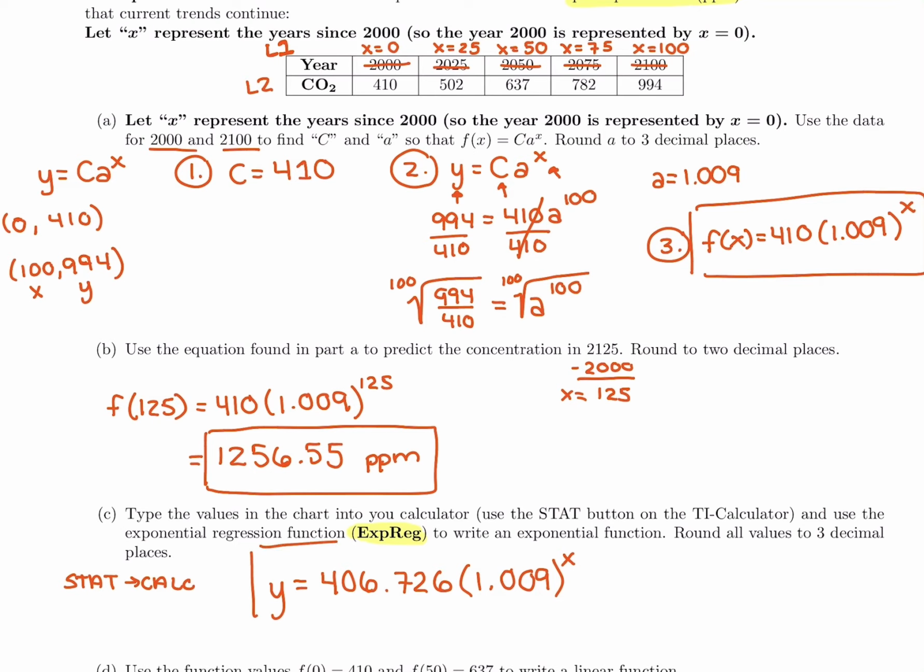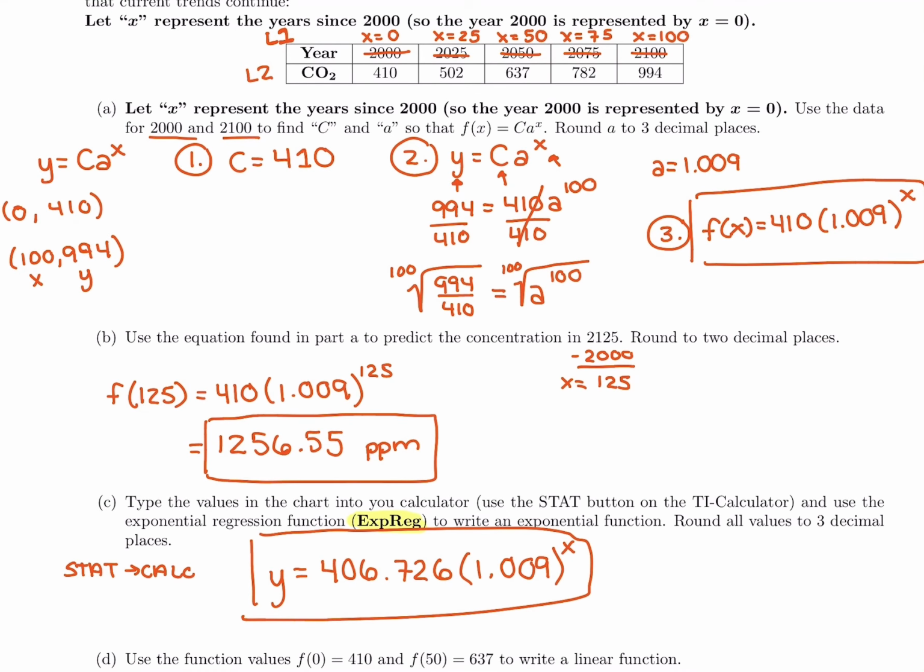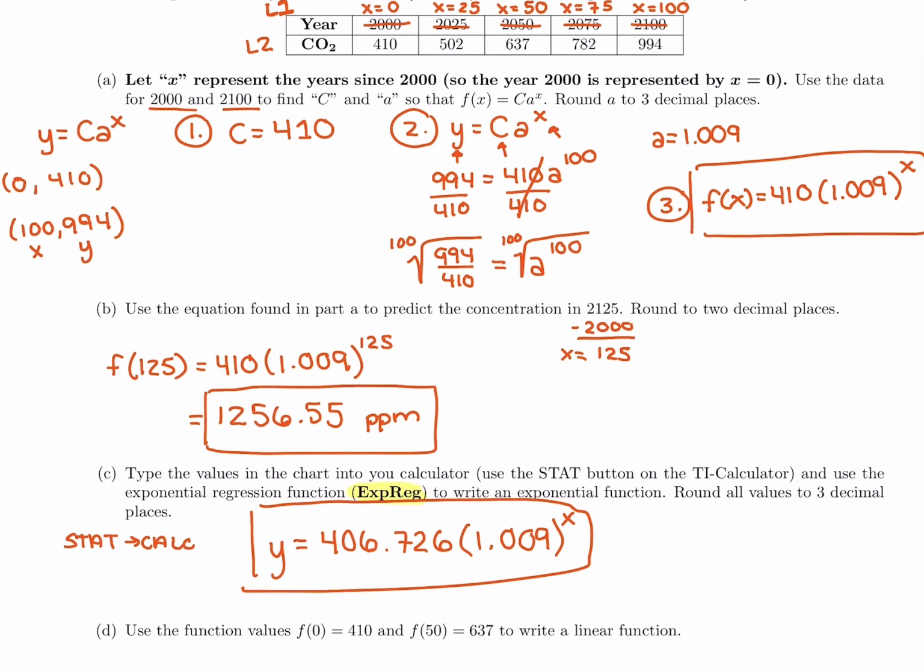So the equation we made by hand in part A looks very similar to the one we just got using our calculator in part C. So we did a pretty good job. We estimated it between 2 points, 2,000 and 2,100, but our calculator does an even better job because it estimates it using all 5 data points.